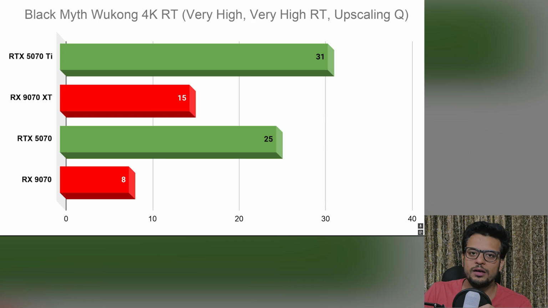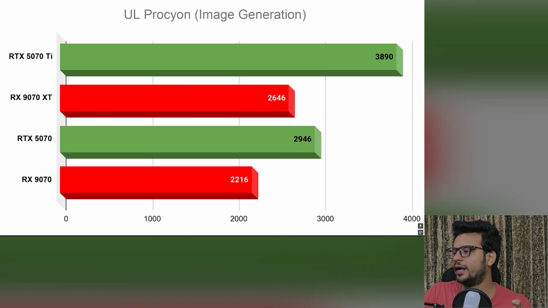At 4K, Black Myth Wukong, all of these cards are nearly unplayable. So 31 FPS for the 5070 Ti, 15 for the 9070 XT, 25 for the 5070 and 8 for the 9070. Now, these were our gaming benchmarks, and again I'd like to point out that while AMD is still trailing Nvidia when it comes to ray tracing, they have made some big strides and I'm really impressed with it.